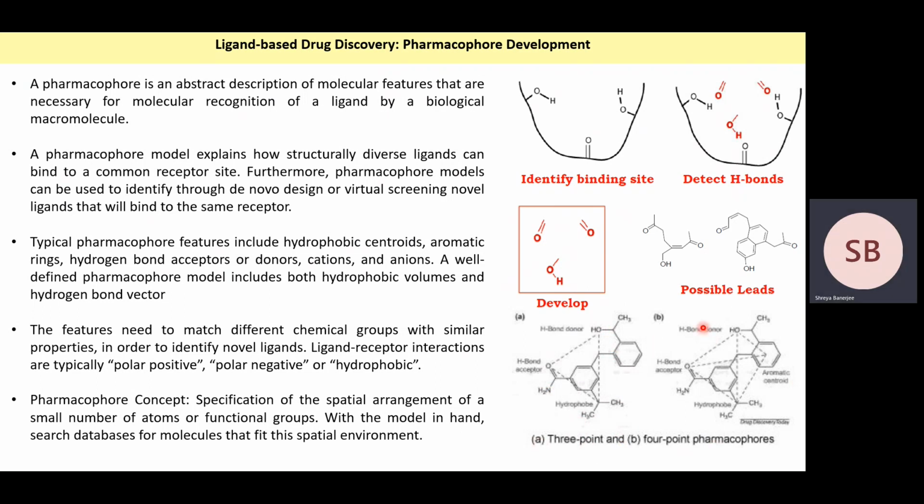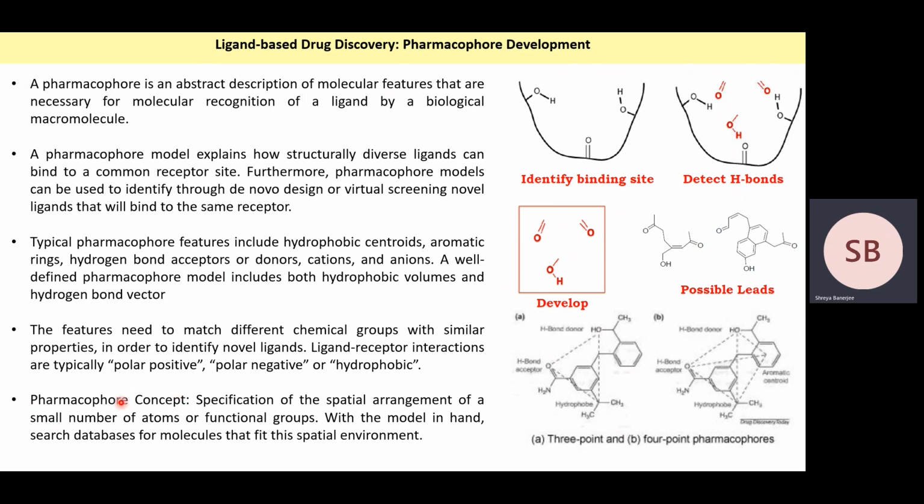This is a 4-point pharmacophore because it has a hydrogen bond donor, a hydrogen bond acceptor, an aromatic ring, and a hydrophobic moiety. So it has 4 total features for binding to the biological macromolecule, and so it is called a 4-point pharmacophore. These features need to match different chemical groups with similar properties in order to identify novel ligands. Ligand receptor interactions are typically polar positive, polar negative, or hydrophobic.